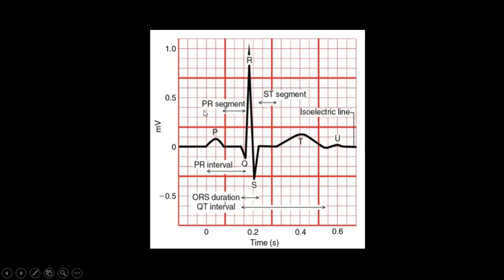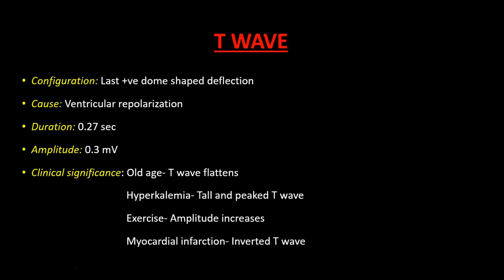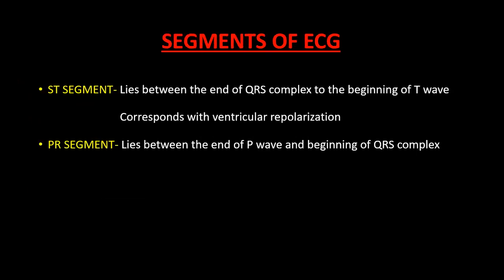So if ECG is asked as a short essay, first you have to write the definition, then you have to enlist the uses of ECG, then you have to draw a typical ECG along with the waves, intervals and segments, and then you have to describe each wave, each interval and each segment in detail. There is P wave, QRS complex, T wave, U wave, and then the intervals along with segments.